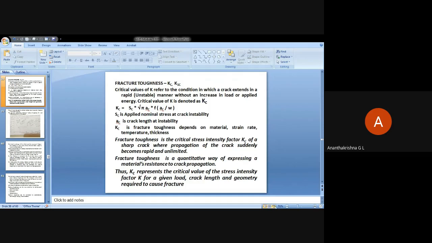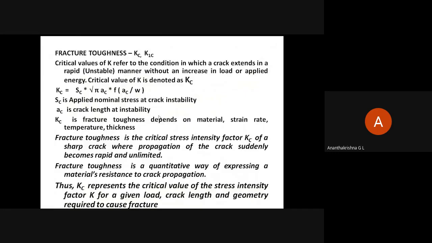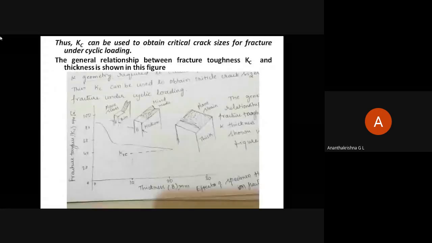Next, the critical stress intensity factor can be used to obtain critical crack sizes for fracture under cyclic loading. That is one meaning. Next, the general relationship between fracture toughness and thickness is as shown.